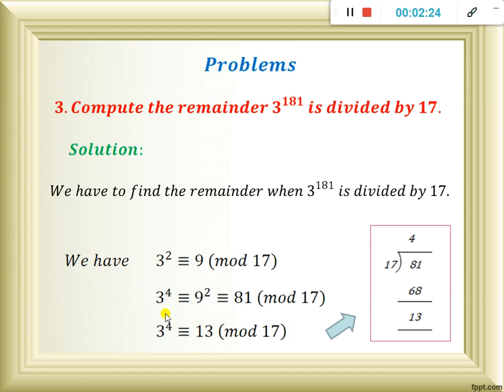Sir, why are you missing 3 power 3? If you need, you can add it. 3 power 1, 3 power 2, 3 power 3, 3 power 4, 3 power 5, like that you can find out. I am just jumping, otherwise the steps will increase.